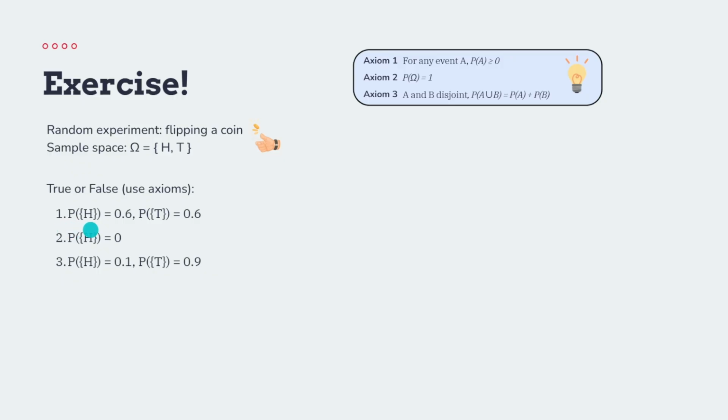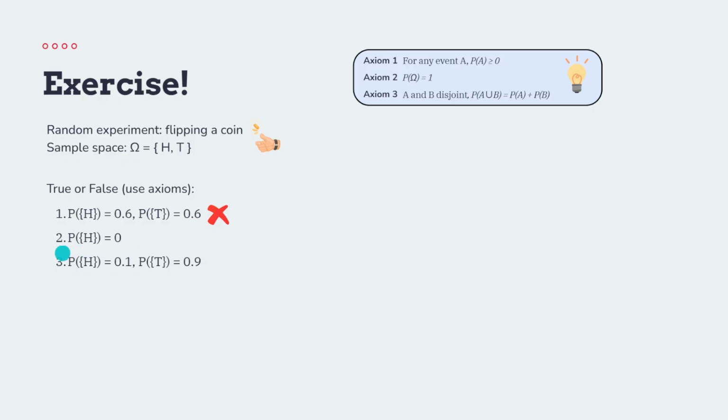Here probability of heads is 0.6 and probability of tails is 0.6. Now when you add them up you get the sample space, but 0.6 added together equals 1.2. So this does not satisfy axiom 2, therefore this statement is false. If the idea is to model a fair coin, then both of these probabilities should be 0.5, adding to 1.